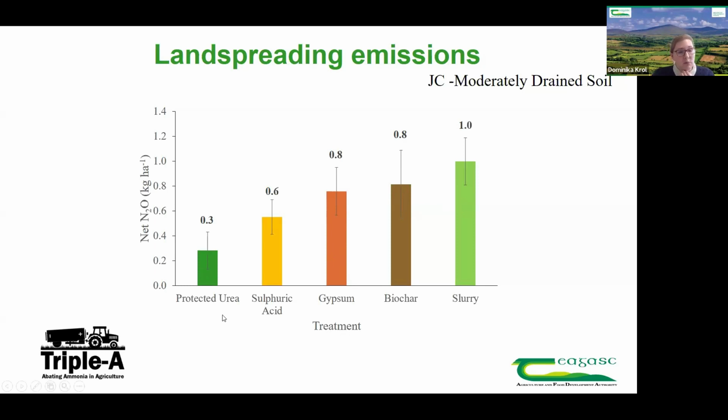And we compared those with protected urea. We could have picked CAN, but we thought protected urea is the fertilizer that we would favor over CAN because of reduced greenhouse gas emissions, and also would favor over straight urea due to reduced ammonia emissions. So really, as an industry standard, hopefully going forward into the future, that's why we compared with protected urea, for which losses are usually fairly low.